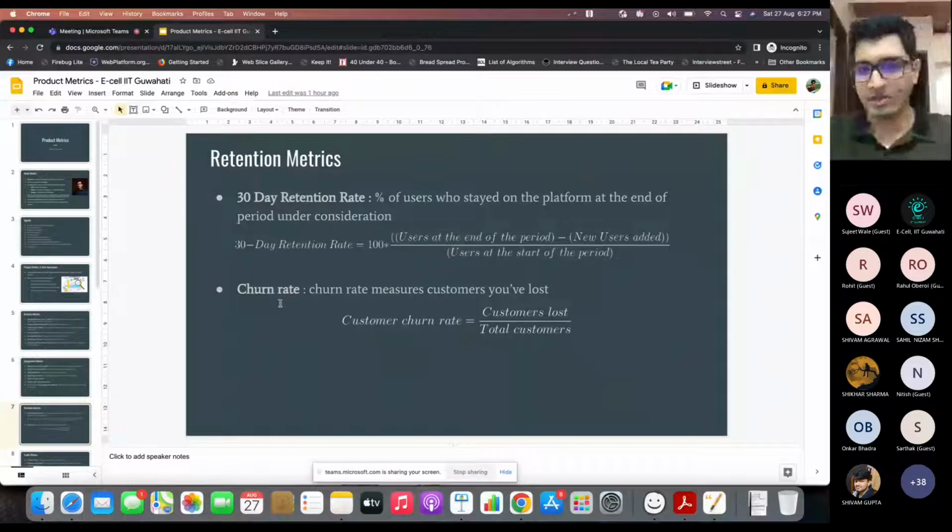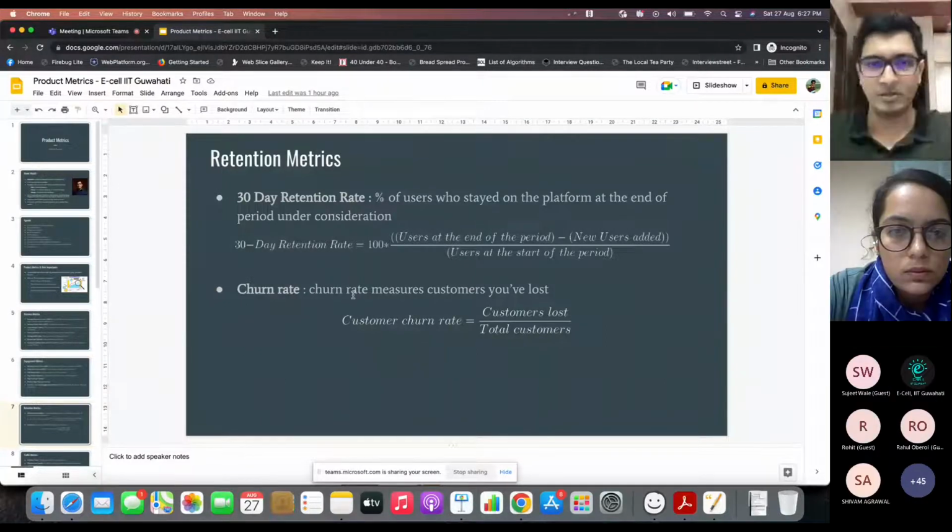And churn is just the opposite of retention. It just measures what percentage of customers you are losing, right? So if 30% were your retention rate, then 70% becomes your churn rate, right? Are you following? Are you with me?